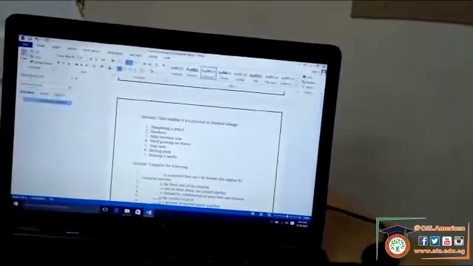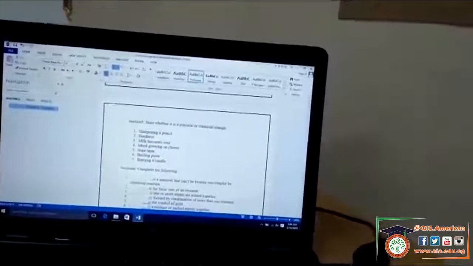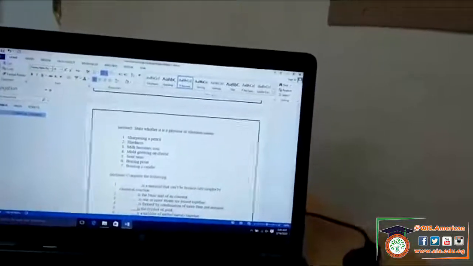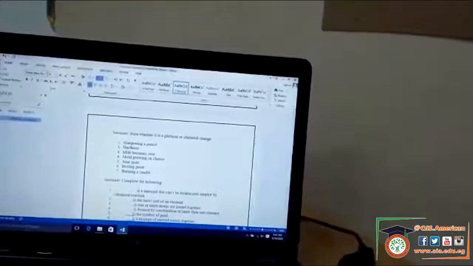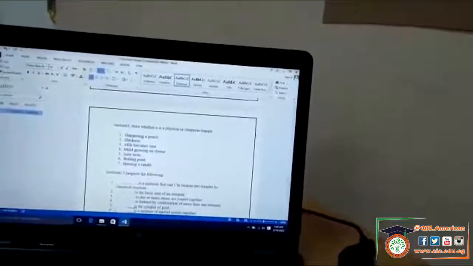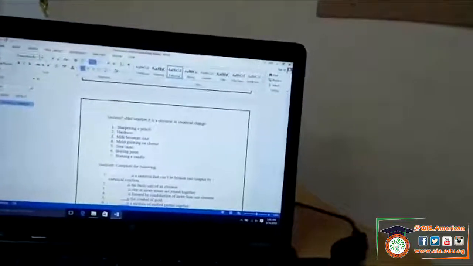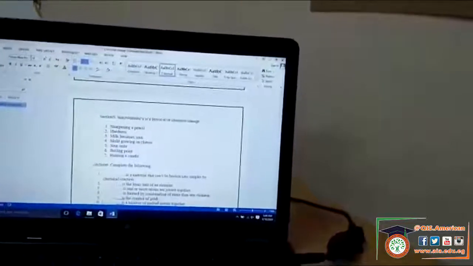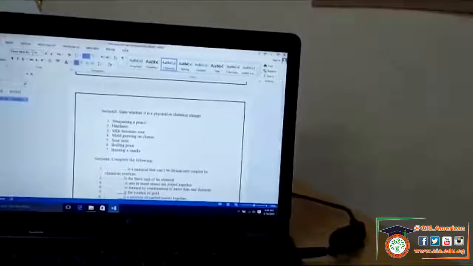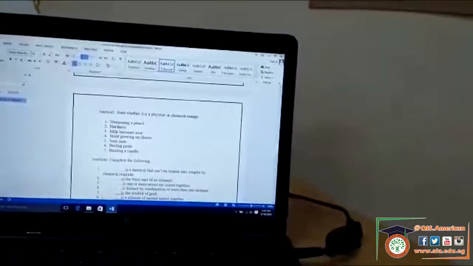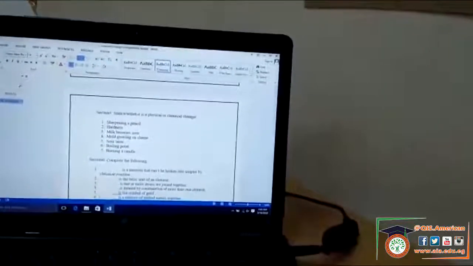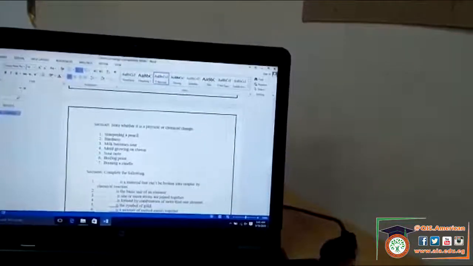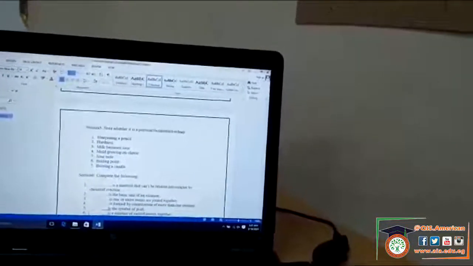Number six, what do we say about the boiling point? The boiling point, the freezing point, density, mass, weight, and volume, all of these are physical changes. Super. Number seven, burning a candle. Do you remember when we burn a candle, what will happen? It gives us heat and light. So it is a chemical change. Burning a candle is a chemical change.